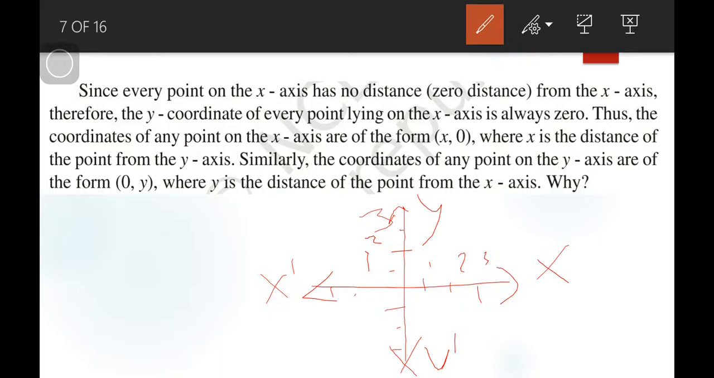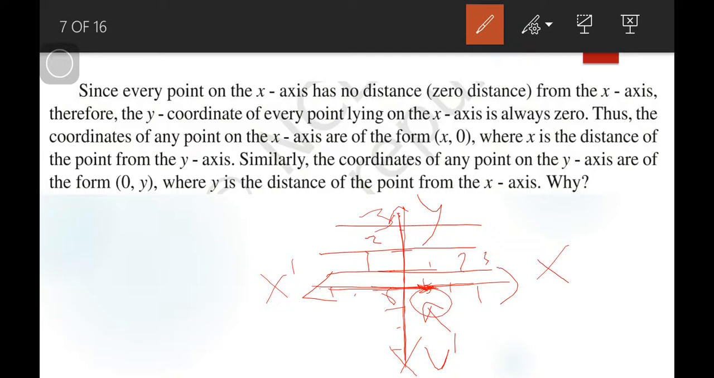So a point on the x-axis means the point will be denoted here, on the x-axis. Here you can see that the distance from the x-axis of the point on the x-axis is 0. And the distance between the point and the y-axis we can find here as well as here. The distance between the point and the y-axis, as you can see here, is 0.